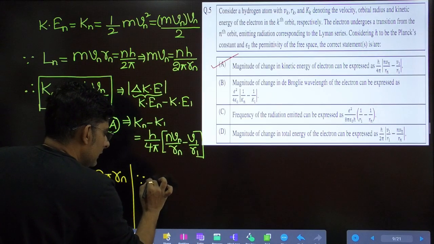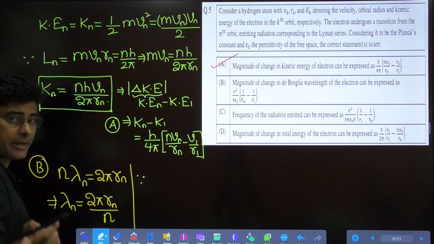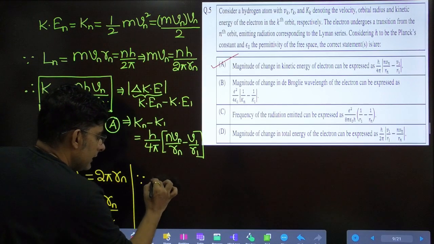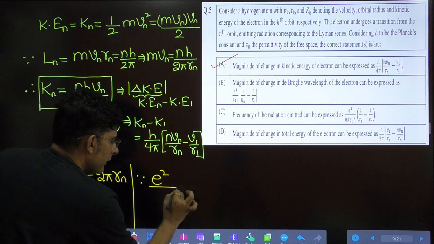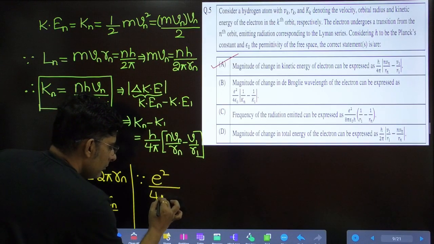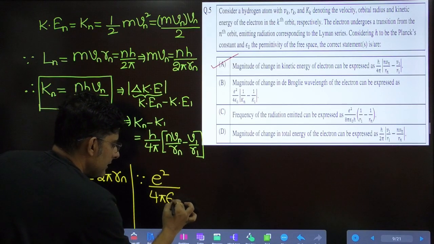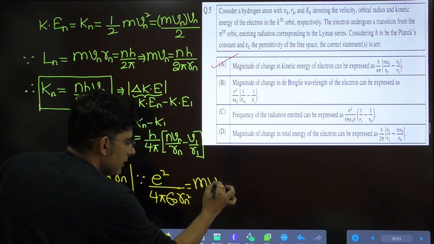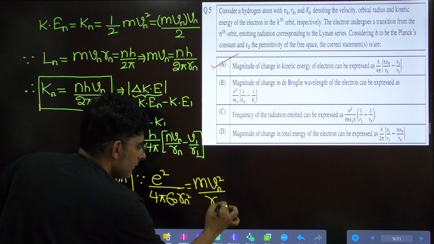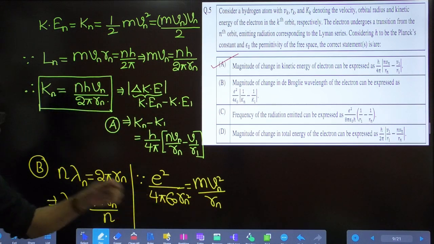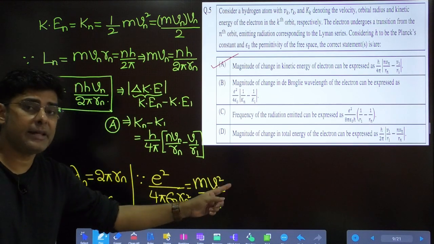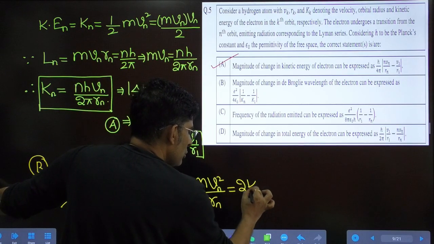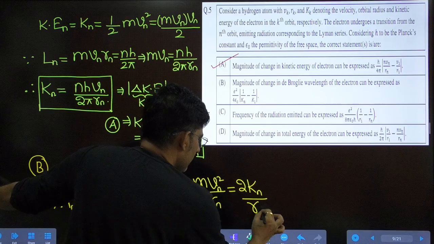We can use this concept that the electrostatic force exerted by the nucleus on the electron provides it the centripetal force. So in the nth orbit, the electrostatic force will become Q1 Q2, that is e square by 4 pi epsilon naught Rn square. This is the electrostatic force. This provides the centripetal force to the electron. So mv square by R, we can write like this, right? But we know mv square is twice the kinetic energy of the electron. So we can write it as 2Kn in the nth orbit by Rn.